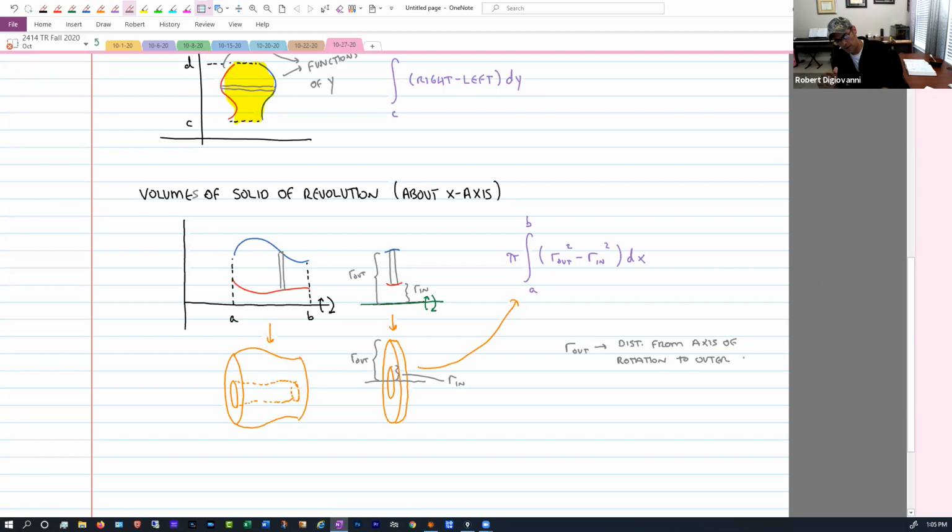Outer, is it two T's? Outer edge? Is outer two T's? No, right? I don't know. I don't really care, actually.